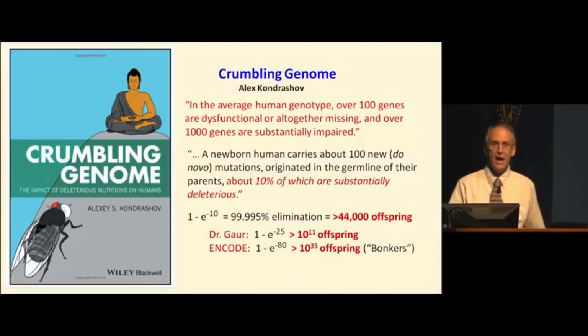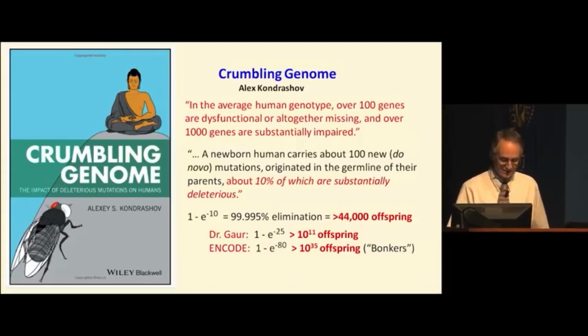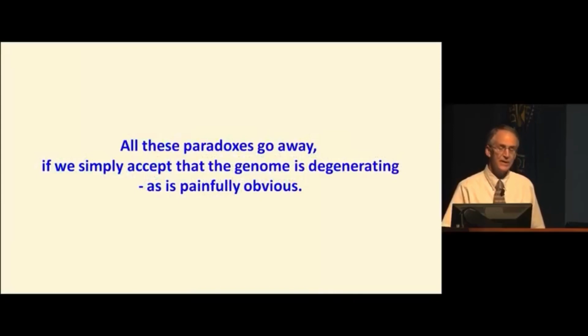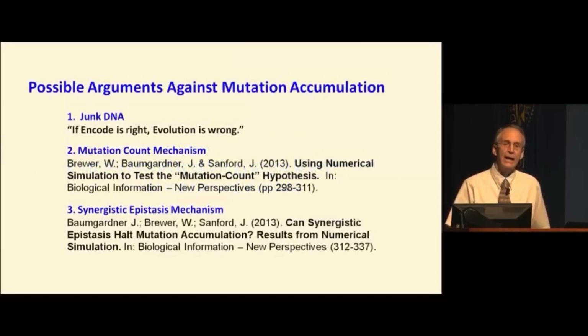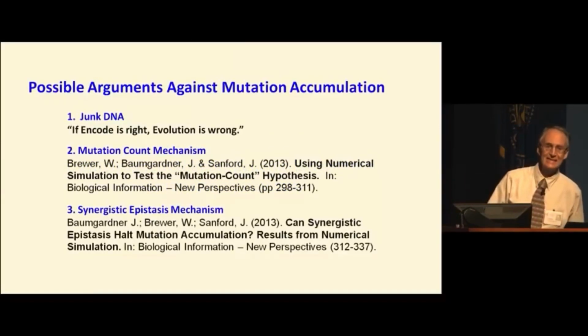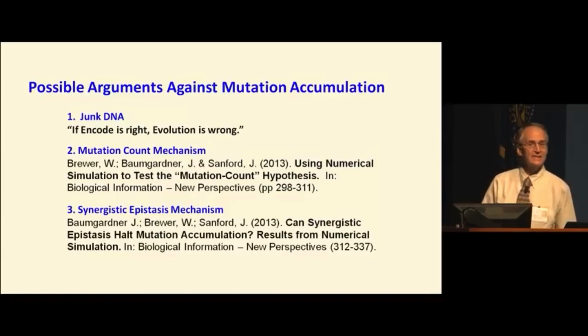And so there are many lines of evidence that show this. All these paradoxes go away if we simply accept that the genome is degenerating, which is painfully obvious. Okay, so do people argue against this? They do, but it's kind of like straw men that they're dealing with.